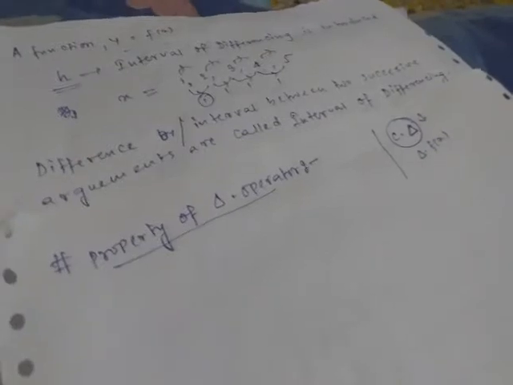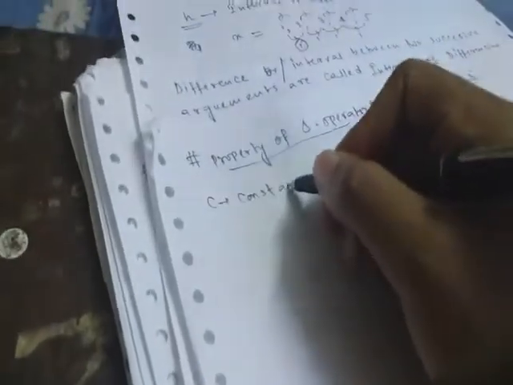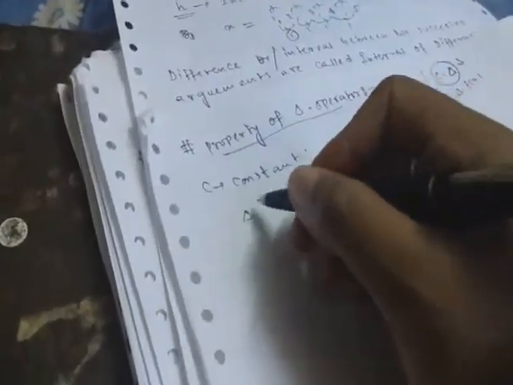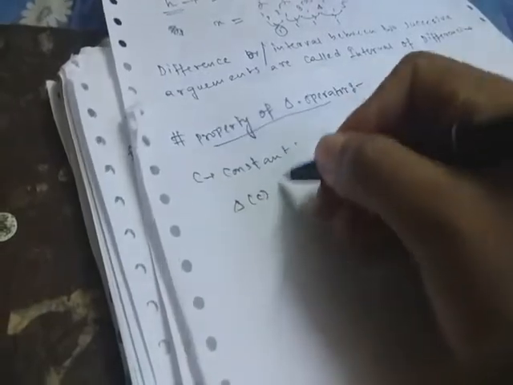Now let's talk about the properties. The properties of this del operator are quite similar to those of our derivative. So at first, if c is any constant, then if we operate del on c, it will give nothing but 0. If you compare, d by dx of c is equal to 0, so these are very similar.